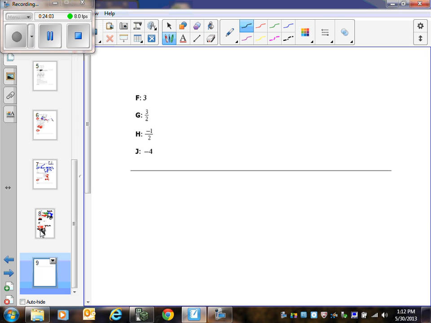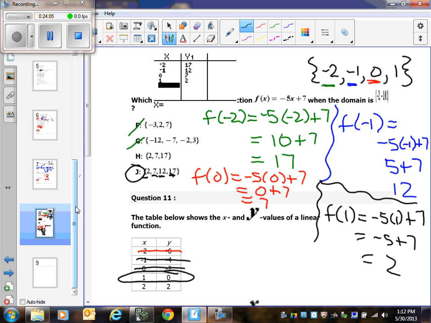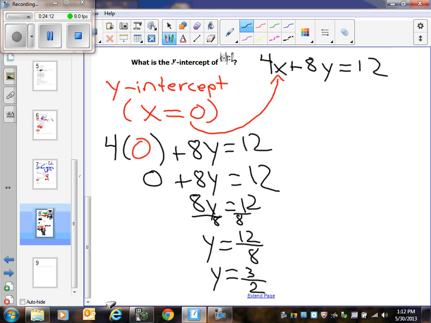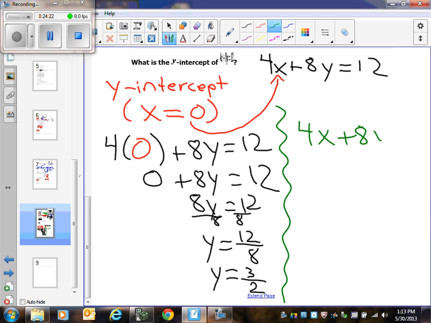All right. Now, another way you could have done the same problem was you could have gotten y by itself and then just identified the y-intercept from the slope-intercept form of the line. So we have another way we could do this. So let's take a look at that. So we have 4x plus 8y is equal to 12. Let's go ahead and get y by itself in order to get it into slope-intercept form.